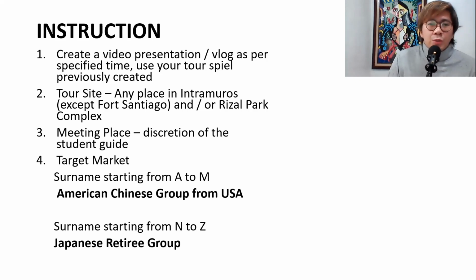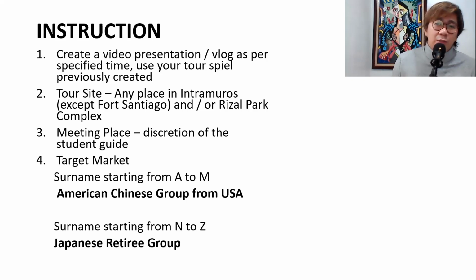Okay, next. Surnames starting from N to Z would be a Japanese retiree group. So ito yung mga may edad na kasi retiree. So these are Japanese. Of course, presumption na lang natin, kasi normally it should be spoken in Japanese, presumption na lang natin they take the English tour kasi these people are very much knowledgeable in English.